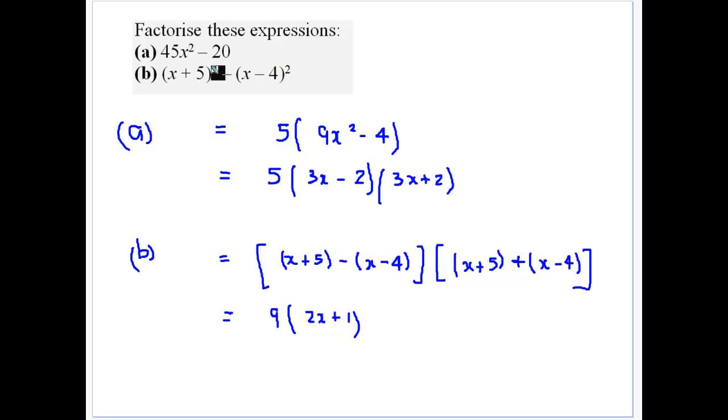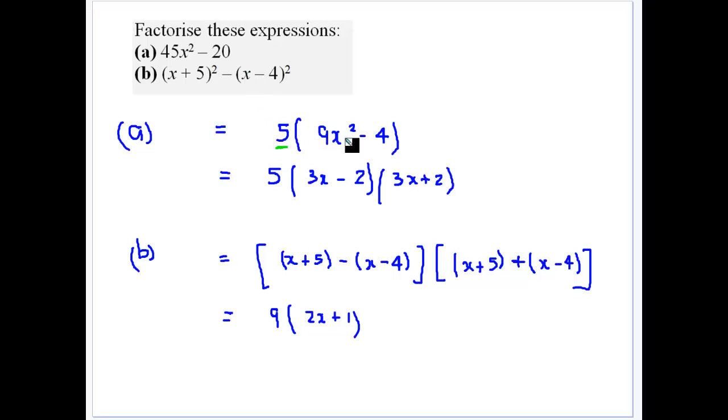Factorize these expressions. Well, always look for the common factor first. That's something we've got to get used to. When we try to factorize, can we get a common factor? That's the easiest thing to do. We often forget it. But if we look at this one, 45x squared minus 20 has a common factor of 5. So the 5 can come out straight away.